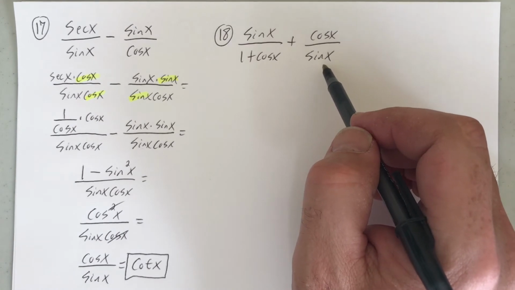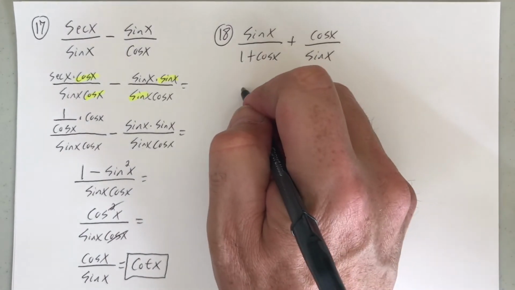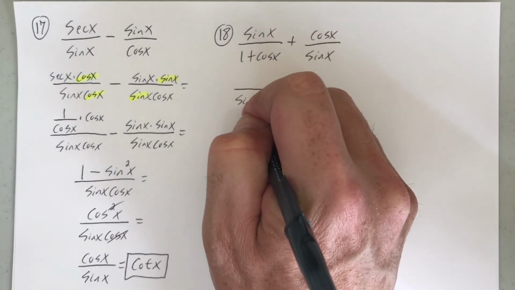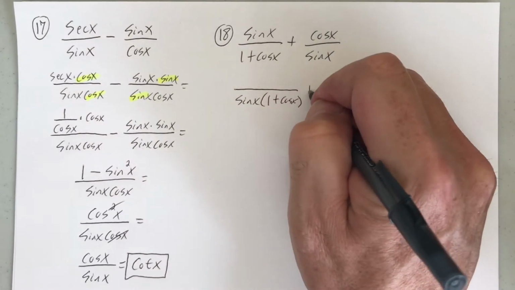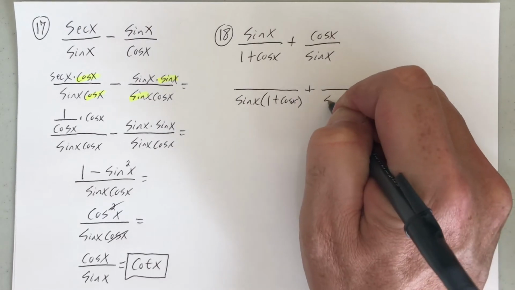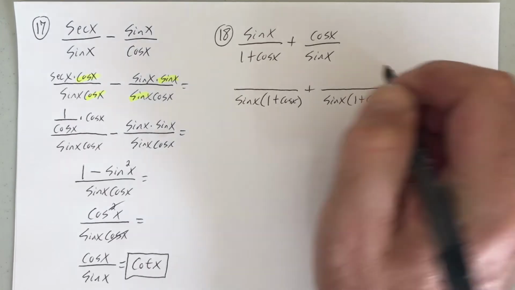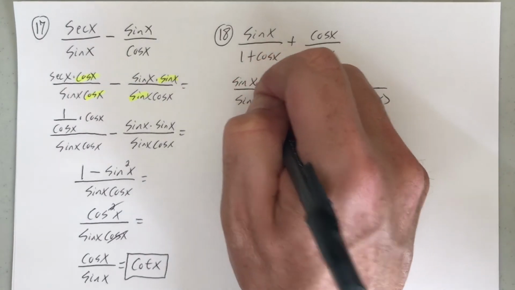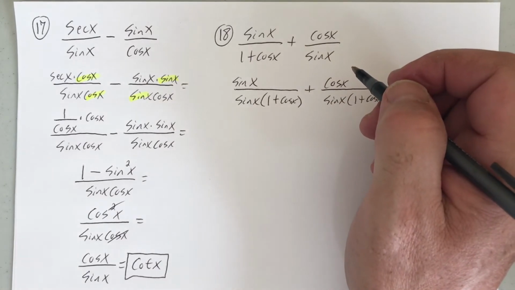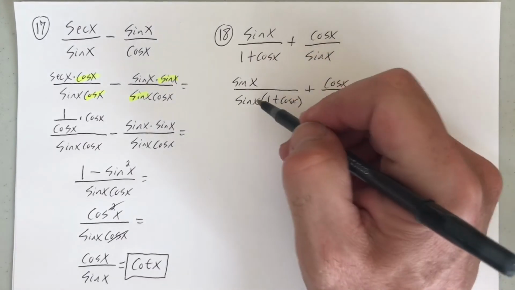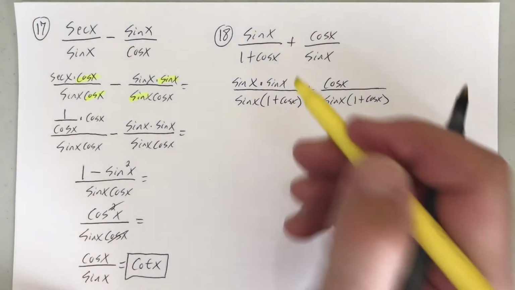Well, the only thing I'm going to be able to do to get a common denominator is to multiply these two together. So this would be sine x times 1 plus cosine x. So I already have a sine x up here. I already have a cosine x up here. Well, what do I have to do to correct? This I have to multiply by sine x. So I'm going to multiply the top and bottom by sine x.